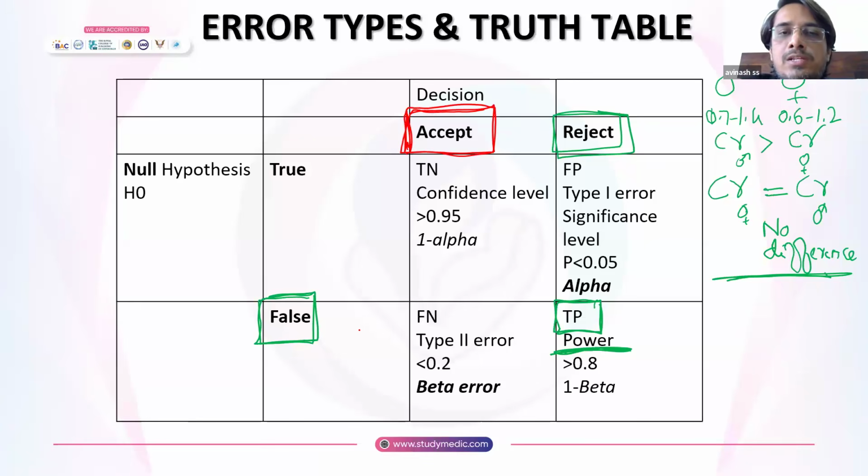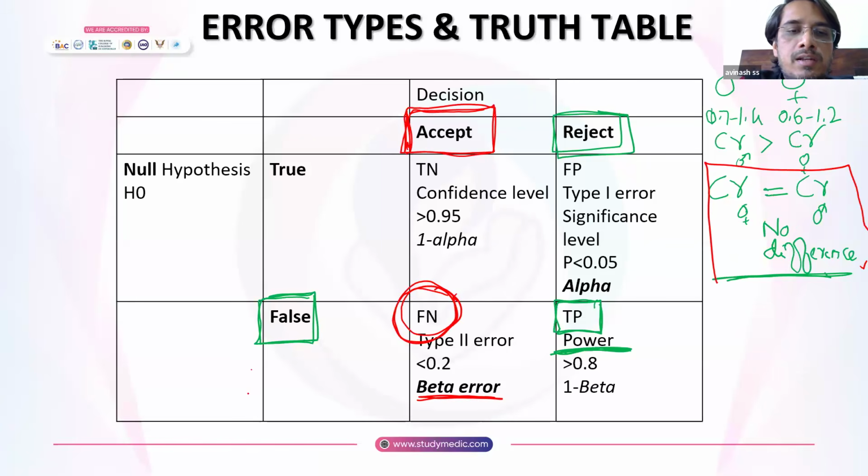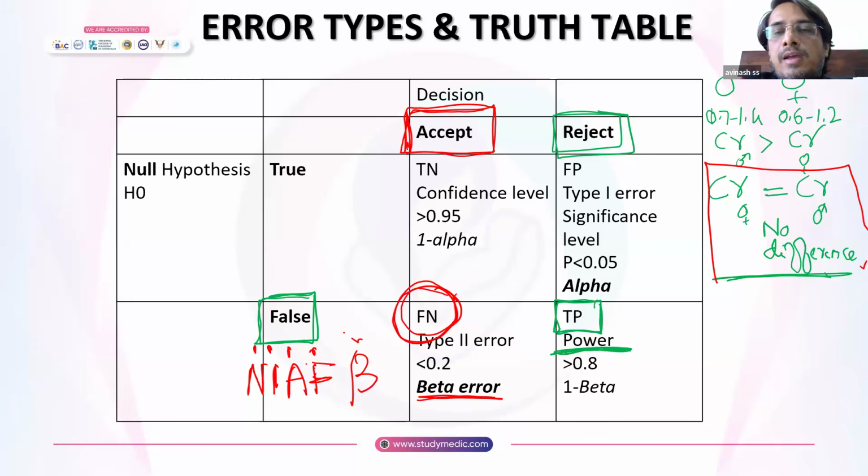Now what will happen? If you fail to reject a false null hypothesis, we will conclude this hypothesis could be right. That means we conclude there is no difference in creatinine between males and females. Then it is a false negative. We know there is a difference, and that is called beta error. That means null hypothesis is accepted, that is failed to reject, when false, NIAF, beta error. This mnemonic you can remember: null hypothesis is accepted when false, beta error.